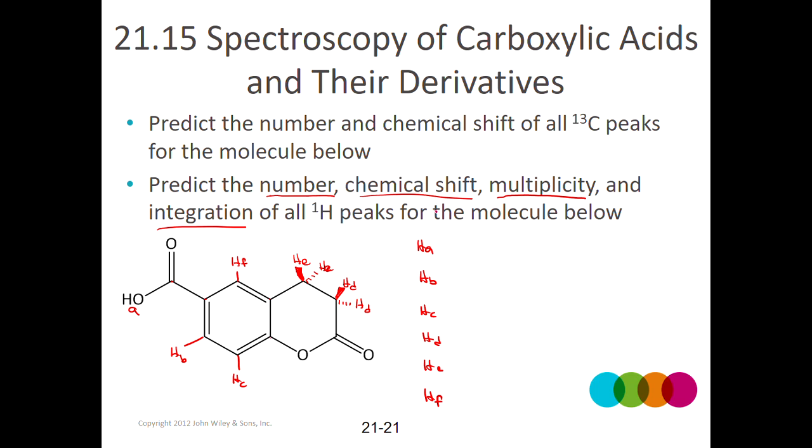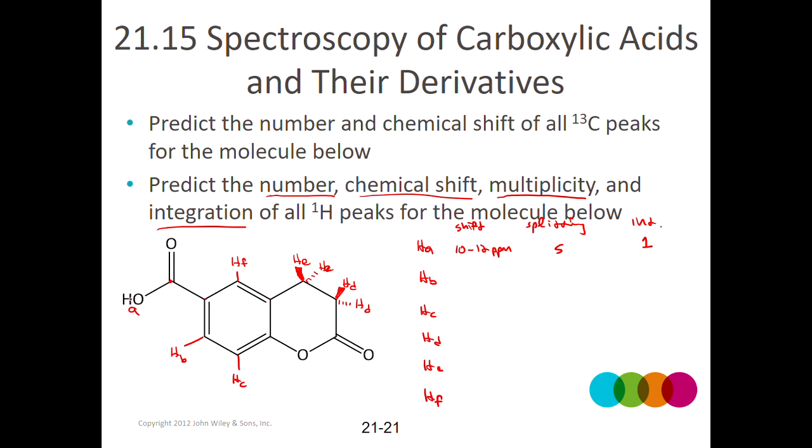So for HA, let's do the shift, splitting, and integration. There's only one proton of type A, so its integration should be 1. It's on a carboxylic acid, so I expect it to be between 10 and 12 ppm, and I expect it to be a singlet. There's no neighboring proton anywhere to cause splitting. Even if there were a neighboring proton here, I still wouldn't expect it to split because it's going to be exchanging quickly enough that I'm going to see an average signal for it.